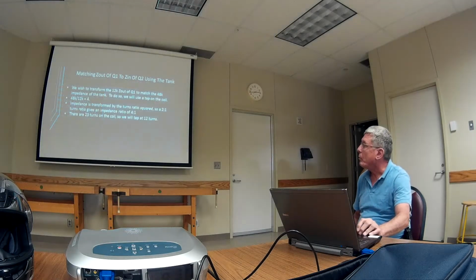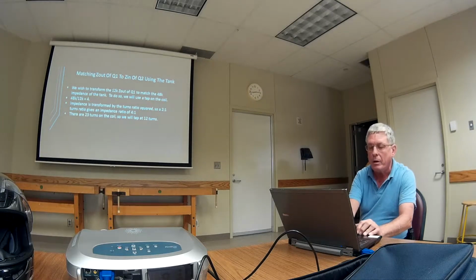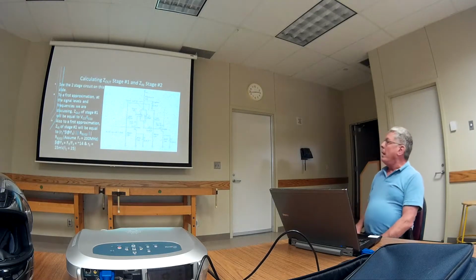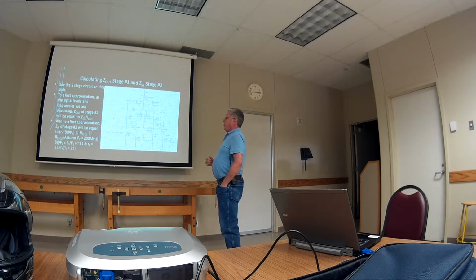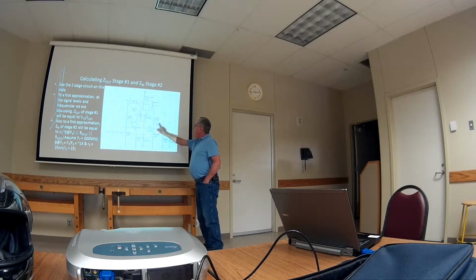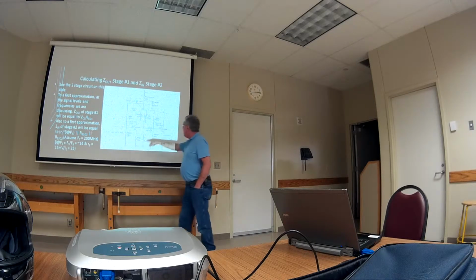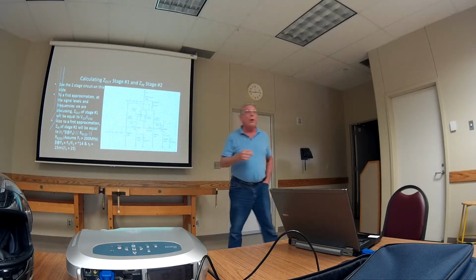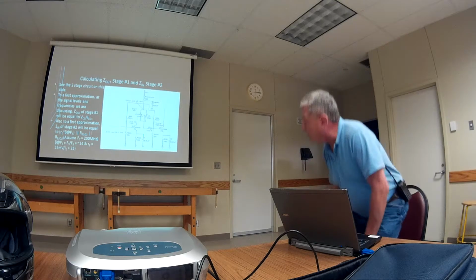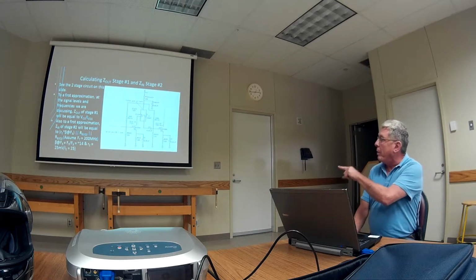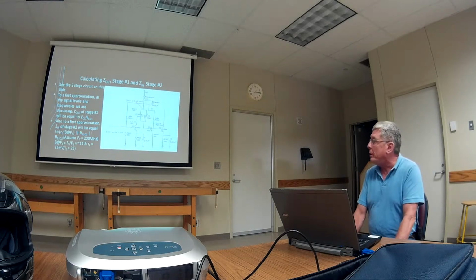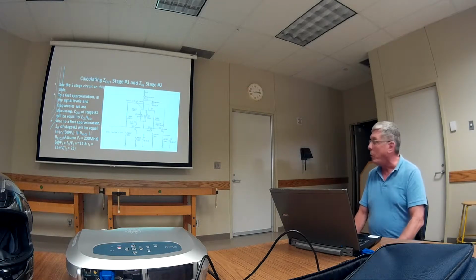So, let me go back on here for a minute. Lost my train of thought, which happens when you get old. Zin of Q2, using that technique, comes out to about 350 ohms. I'm going to talk a little more about that later, in that that's probably one of the numbers in here that is the most uncertain or variable.